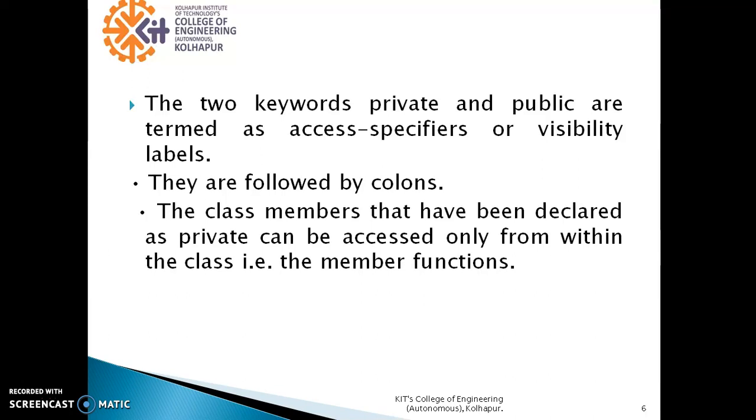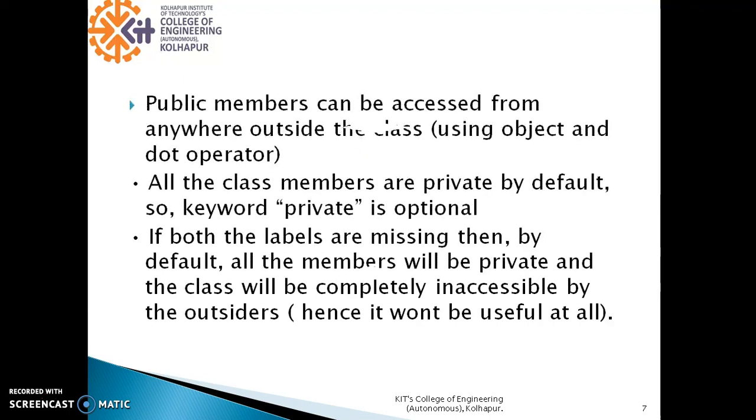The class members that have been declared as private can be accessed only within the class, that is, by the member functions that are defined inside the class itself. But if we declare them as public, then they can be accessible from outside the class as well. If you do not specify anything, either private or public, then by default it is private.